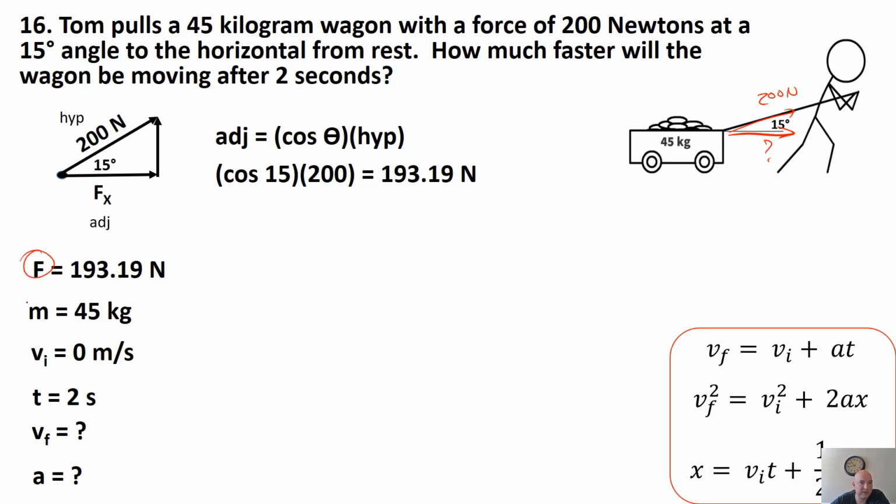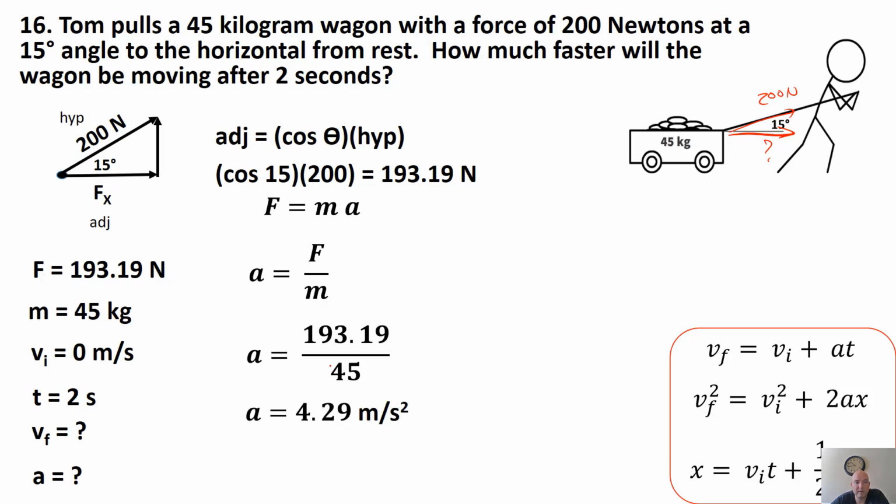And looking at this, we have F, we have M, so we can go ahead and start with F equals MA. Since we have 2 of the 3 variables in the equation, we'll go ahead and plug in our values. Now, once again, make sure that the force you're plugging in is this 193, not this 200, because this 200 is not going to go into acceleration. Only the 193 we solved for earlier will. And we have that 193.19 over 45, and we get an acceleration of 4.29 meters per second squared.